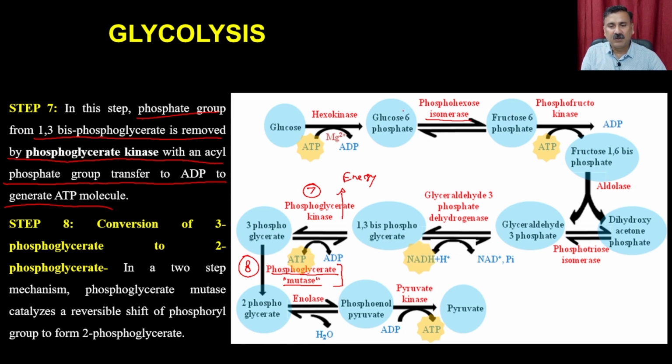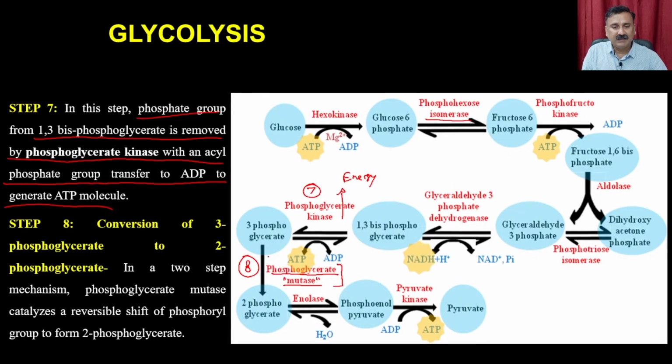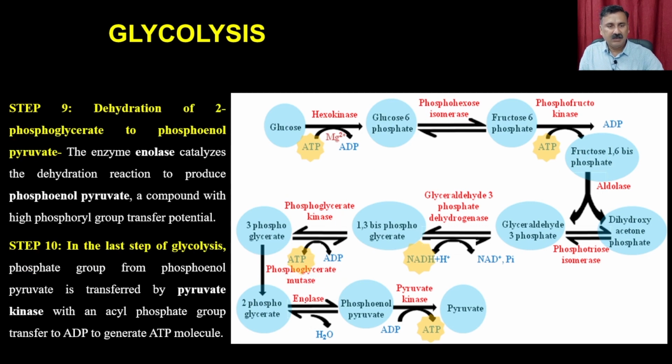In the isomerase case, you are converting a glucose into fructose, so you are changing the functional groups present on the molecule. Whereas in this case, you are shifting the phosphate from one position to another position, and that's why this is called mutase. Then in step number 9, you are going to have the dehydration reaction.